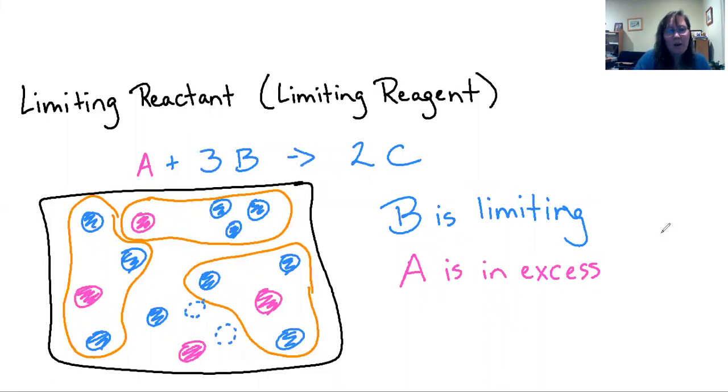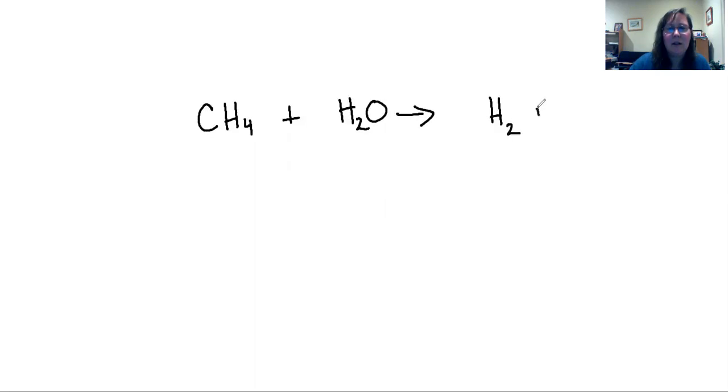So it's one thing to be able to see it in pictures, okay? And you might see this in pictures in your homework and stuff like that. But let's take a look at what that might look like in stoichiometry. So let's say that we have the reaction methane plus water yields hydrogen and carbon monoxide.